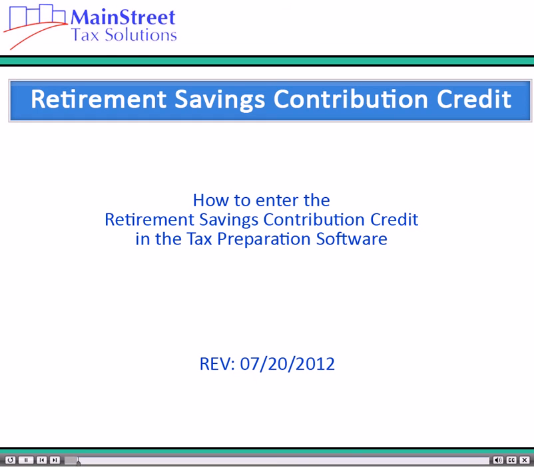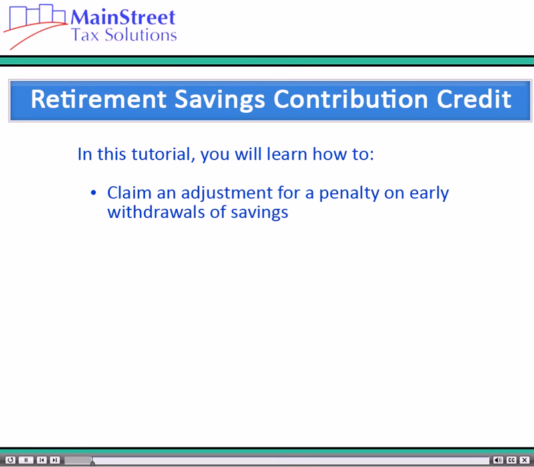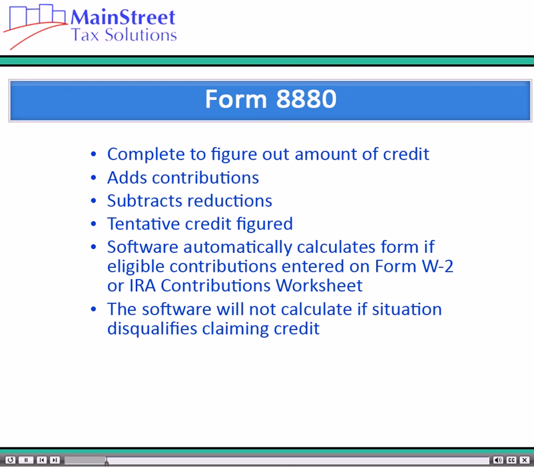This tutorial will go through how to enter the retirement savings contribution credit in the tax preparation software. After you complete this tutorial, you should be able to enter the retirement savings contribution credit in the tax preparation software. Complete Form 8880, Credit for Qualified Retirement Savings Contributions, to figure the amount of the credit.